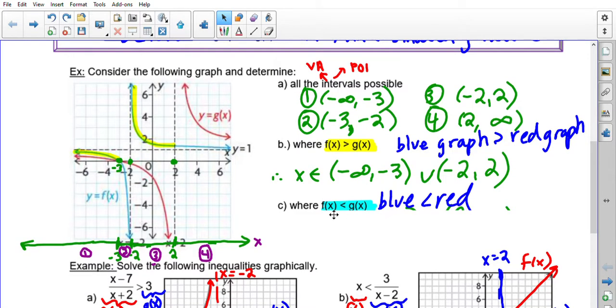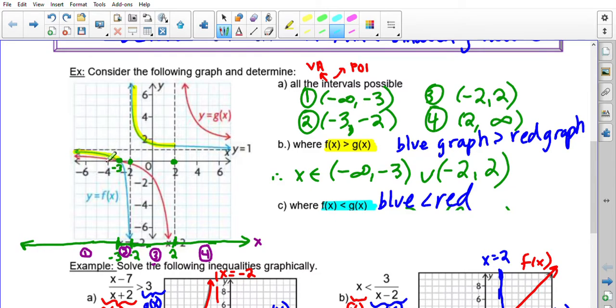All right, now it's asking for when f of x is less than g of x. So we'll use a light blue highlighter here. So again, now I'm asking you, where is the blue graph below the red? Okay, so that should be for the other intervals left over, but just in case I gave you this question first, I want to make sure you understand where it comes from.